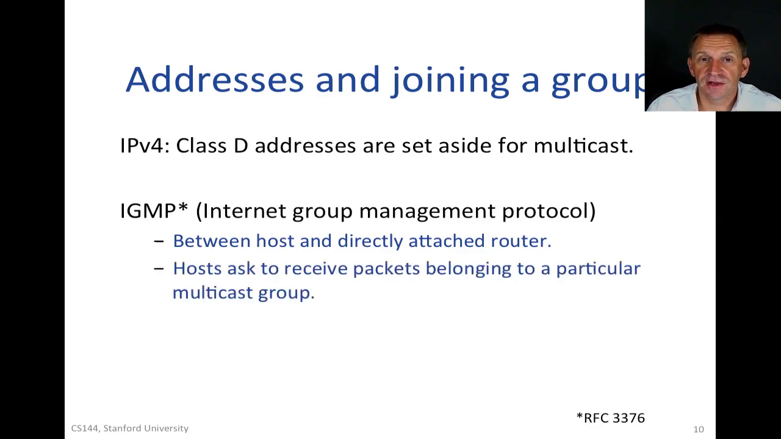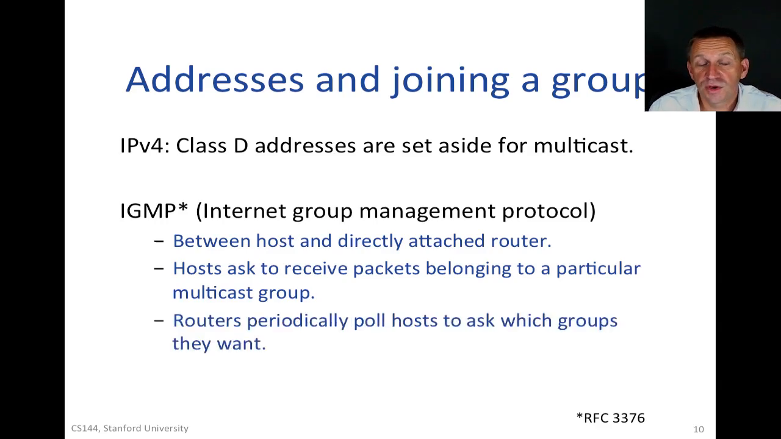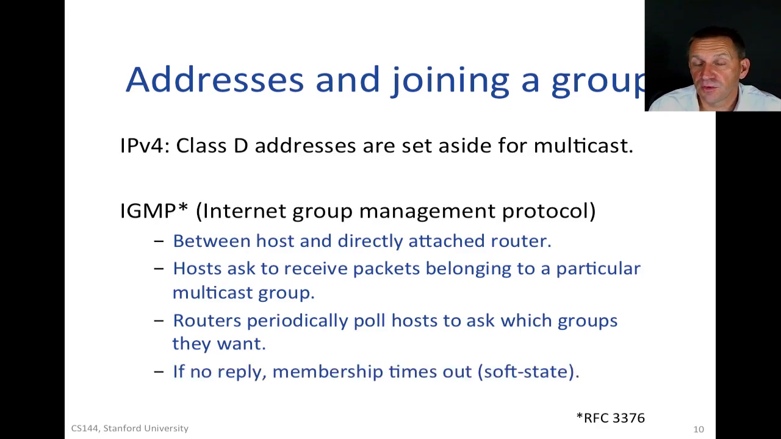The hosts periodically will ask to receive packets belonging to a particular multicast group. In fact, the routers will probe or will send out a request to all of the hosts connected to them and say, what multicast groups are you interested in? And then the host will respond and will say which groups they want to receive from. And if they don't receive any reply after a while, then the membership times out. In other words, it says, I will no longer deliver packets belonging to this multicast group if no one is interested in it. This is an example of what's called soft state. The state is only maintained. It isn't explicitly removed.